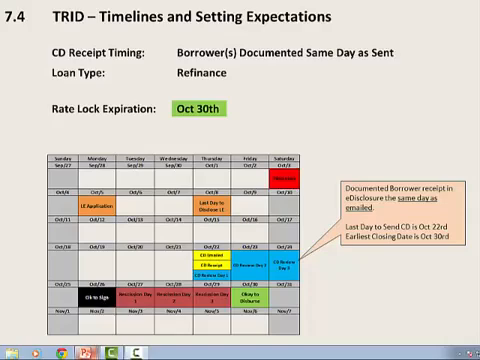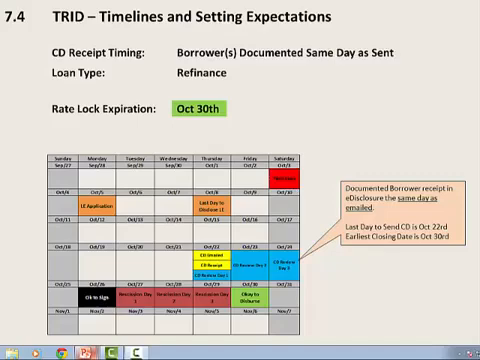In this example, this is a refinance transaction with closing on October 30th. The last possible day for the CD to be delivered to the borrower is October 22nd. In order for all of this to work, everything must occur perfectly. Remember, with a refinance with rescission, all borrowers must acknowledge receipt of the CD to start the CD review period prior to the mailbox rule.